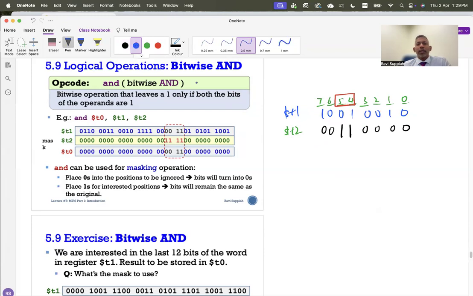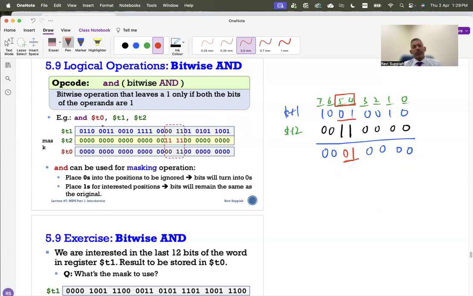Why? Because when I do an AND operation with a 0, automatically the result is 0. When I do an AND operation with a 1, the original bit is retained. So 1 AND with 1 I will retain as 1, 0 AND with 1 I will retain as 0. So you can see that these two bits are retained while all the other bits are set to 0. So that is what the AND operation can let us do.